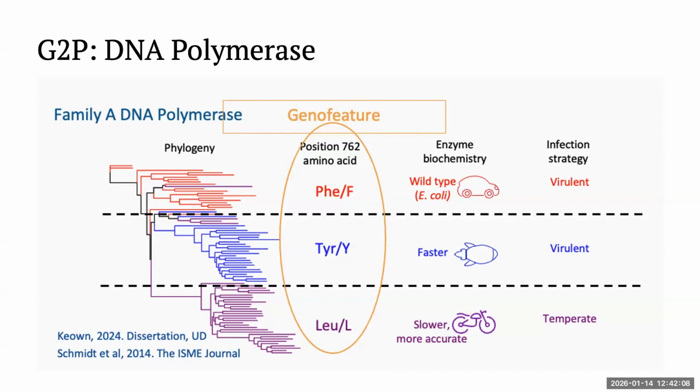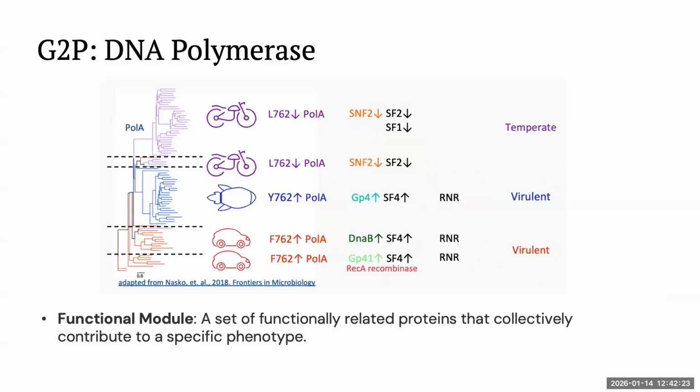If we have a tyrosine, it's going to be virulent. If we have a leucine, it's going to be temperate. So from a single position, you can tell what's going on. But it turns out that this was sort of a fluke, in the sense that a single position is rarely predictive of what's going on. Typically, that position is related to a module somewhere else.